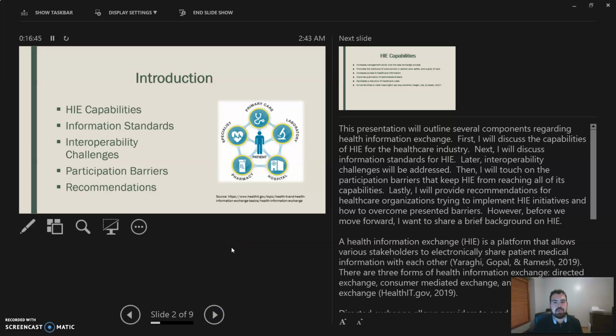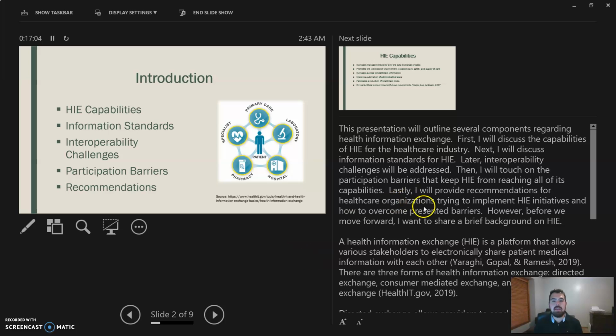This presentation is going to outline several components regarding Health Information Exchange. First, I'll touch on the HIE capabilities, and then I'll move into information standards, interoperability challenges, participation barriers. I'll provide some recommendations, and then I'll wrap up with a conclusion.